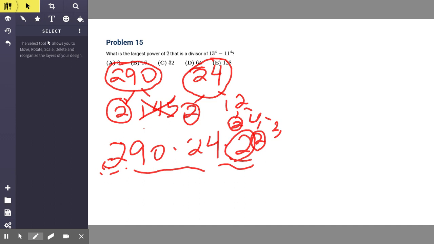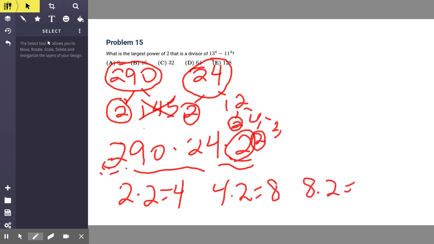And if you multiply 5 2's, so 2 times 2 is 4, and 4 times 2 is 8, 8 times 2 is 16, 16 times 2 is 32, which means that the answer is C, 32.